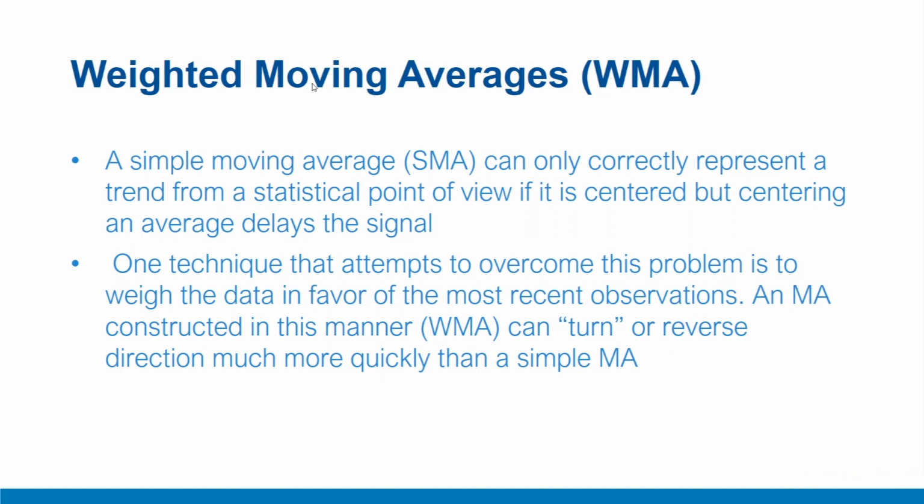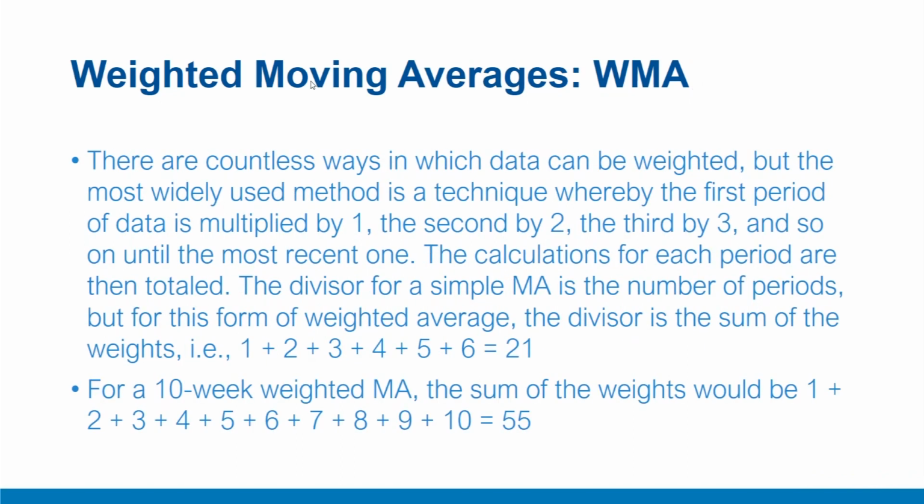An MA constructed in this manner, a WMA or weighted moving average, is able to turn or reverse direction much more quickly than a simple MA. Let us understand the computation of this through a simple example. There are countless ways in which data can be weighted, but the most widely used method is a technique whereby the first period of data is multiplied by 1, the second by 2, the third by 3, and so on until the most recent one. The calculations for each period are then totaled. For a simple MA, the divisor is the number of periods. But for this form of weighted average, the divisor is the sum of the weights.